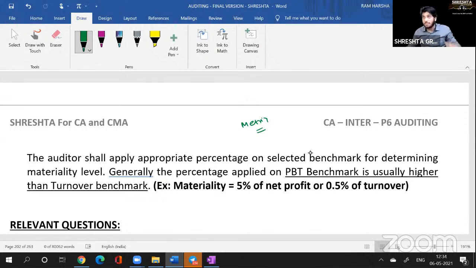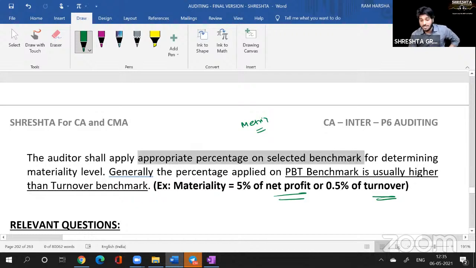In a startup, investment they got. So metrics, benchmarks will be different for different companies. So what is the most suitable benchmark for a particular organization? Take that benchmark. Generally, net profit, turnover, it may be profit or loss. These are generally accepted benchmarks. So the auditor shall apply appropriate percentage on selected benchmark for determining materiality level.